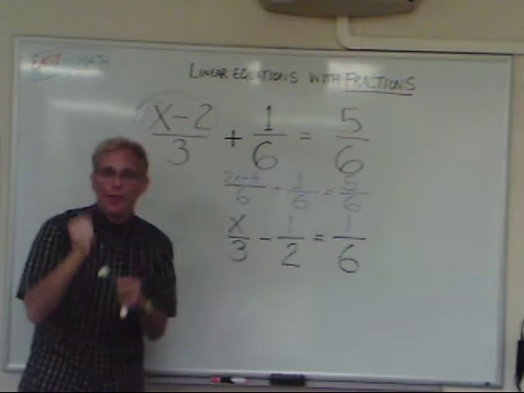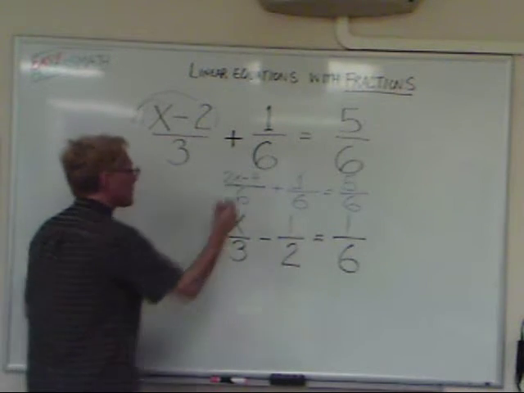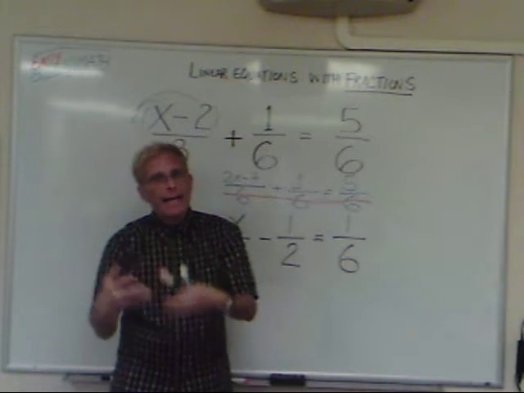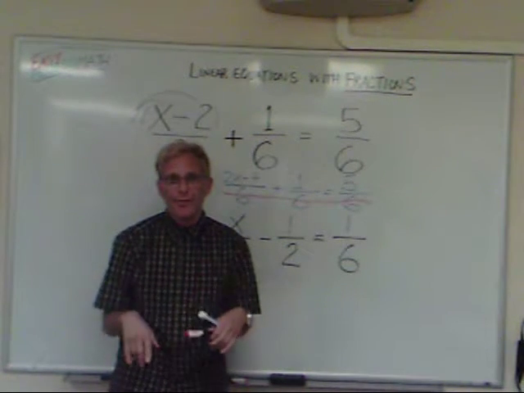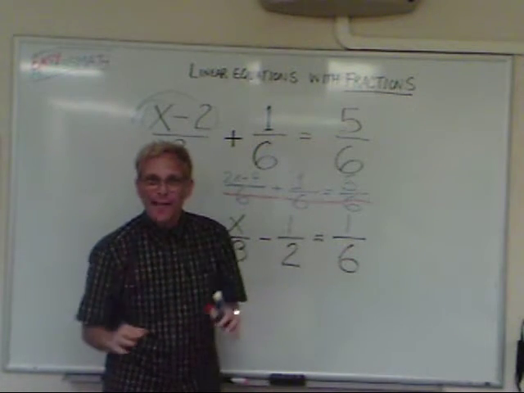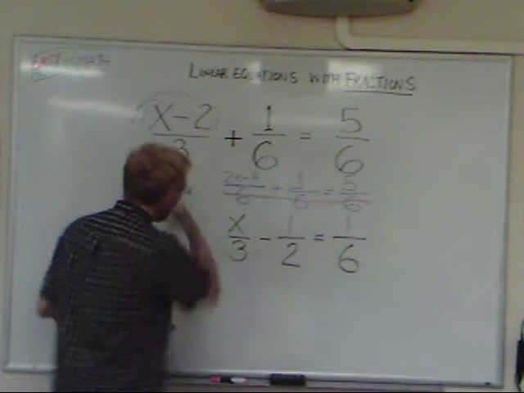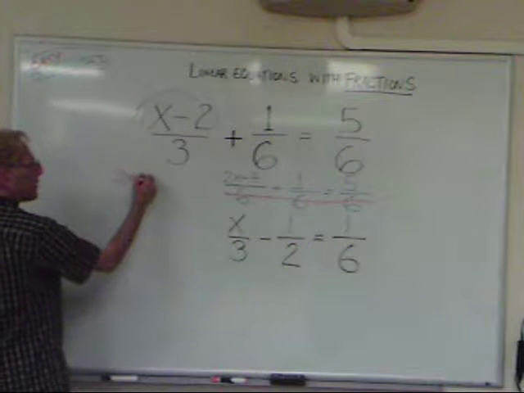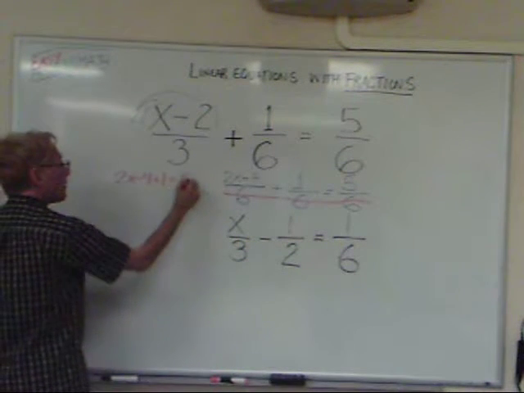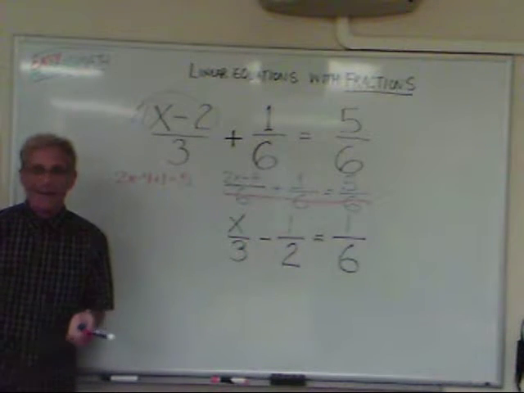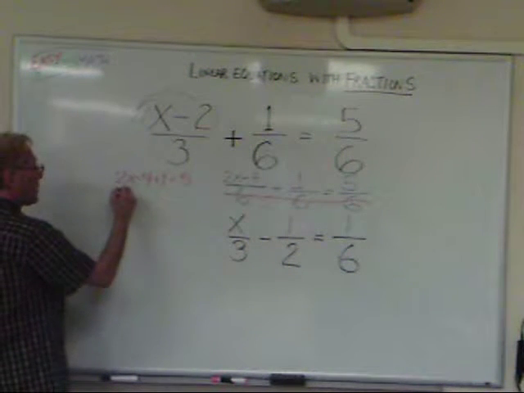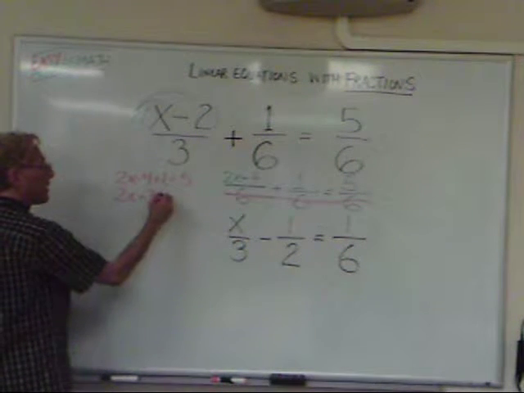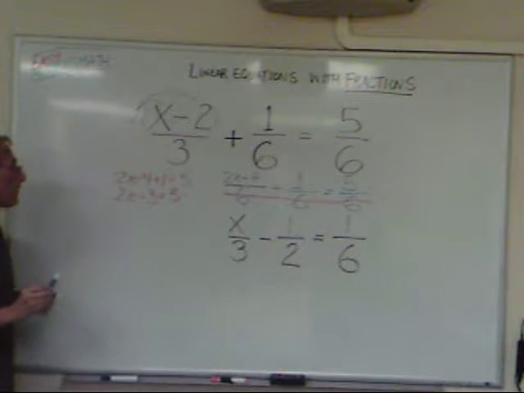And once I did that, I could cross out the denominators because they're the same. I could do that because this is solving. This is not adding the polynomials. This is actually solving. So once I get the denominators all the same across the whole problem, I could cross them out. And I did just that. And I'm left with, I'll put that here, 2x minus 4 plus 1 equals 5. And I could proceed to work that out. I have 2x minus 4 plus 1 would be minus 3 equals 5.